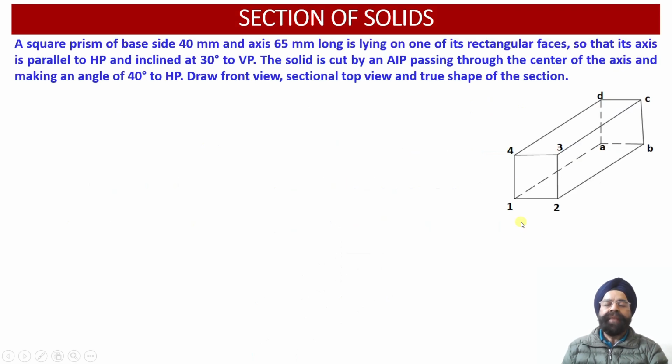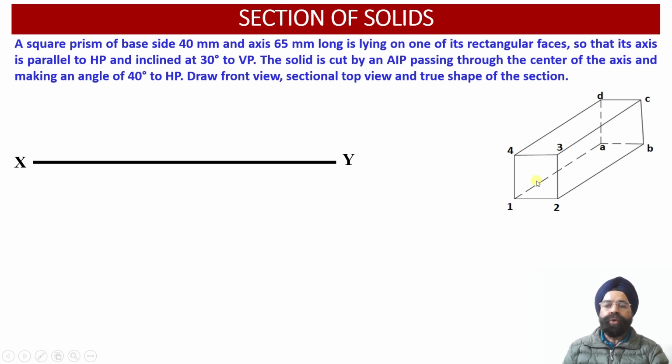Let us proceed with the construction of the orthographic projections of the square prism when the prism happens to be resting onto one of its rectangular faces onto the ground. Axis of the prism happens to be parallel to the horizontal plane and perpendicular to the vertical plane. So here once the axis of this prism happens to be perpendicular to the vertical plane, then the two faces, that is 1, 2, 3, 4 and A, B, C, D, both of the square faces, they are going to coincide with each other in the front view projection.